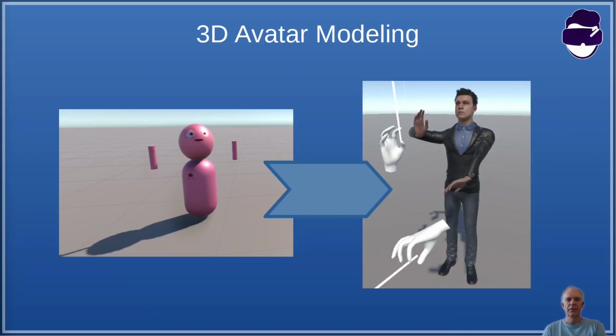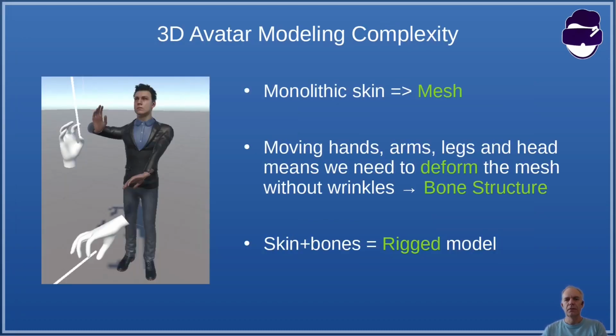So we want to move away from our small pink fellow here on the left side to a more advanced avatar on the right side. Unfortunately, there's a little bit more than meets the eye, and I'll try to explain in the next couple of slides. So first of all, our avatar has a monolithic skin and it's made out of a mesh. So moving hands, arms, legs, and the head means that we need to deform the mesh structure without wrinkling it. And we do that with what we call a bone structure.